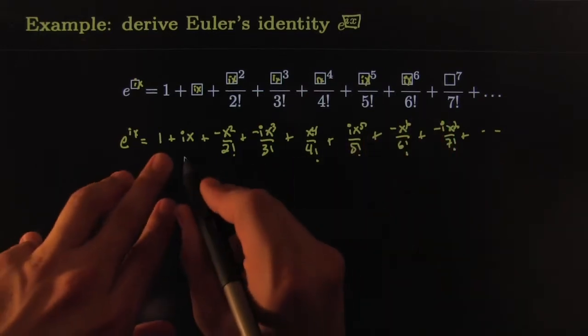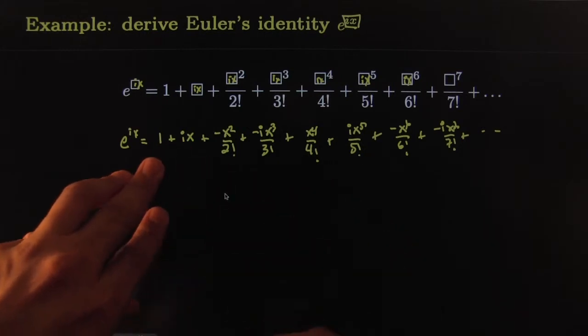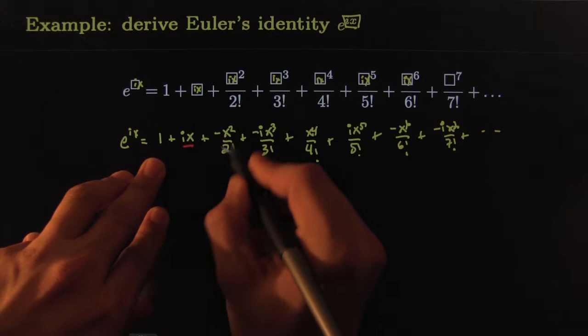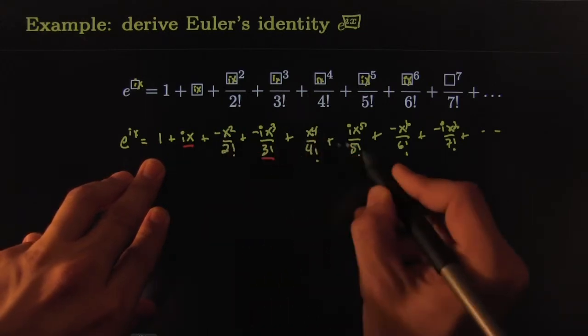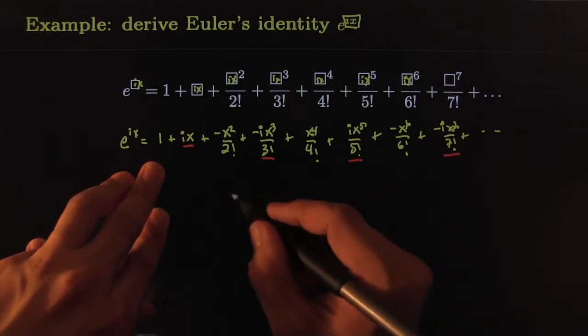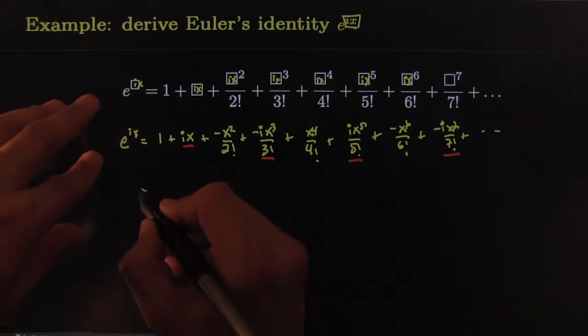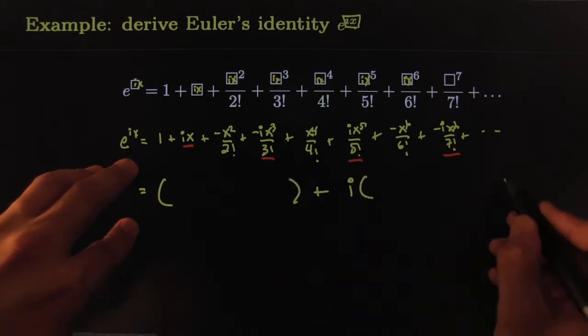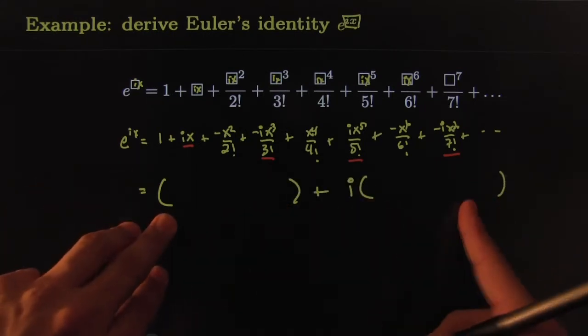But wait, what if you spot a few things: this has an i, but this has no i. This has an i, but this has no i. This has an i, but this has no i, and this has an i. What if you went ahead and did something brave and separated them into the ones that have i's and the ones that don't have i's, the real part and the imaginary part?